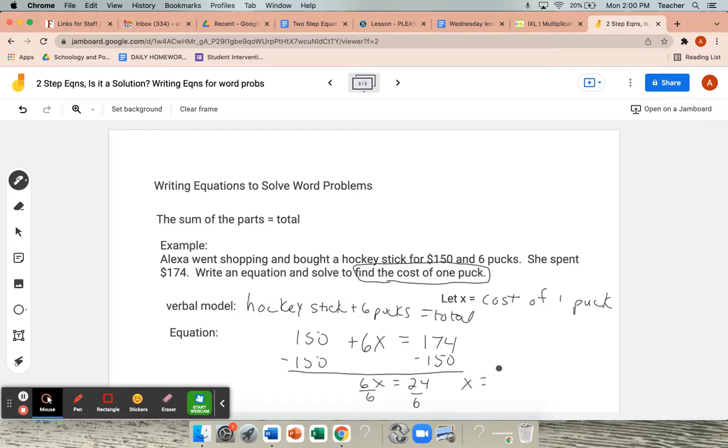x equals 24 divided by 6 is $4, which is the cost of one puck.